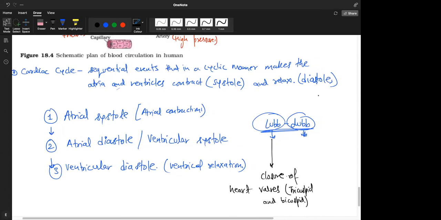So the first sound comes when all the blood which was filling into the atria moves into the ventricles and the valves now close. So the first sound is coming somewhere at this step, right? Is it clear? So this is where the lub sound is coming. Is it clear, everyone?